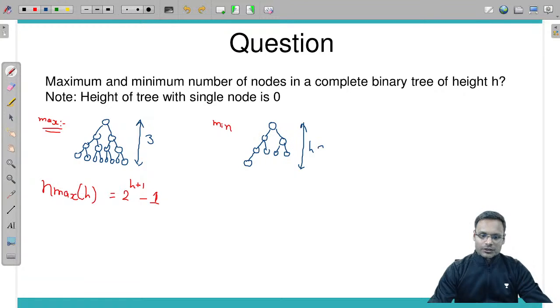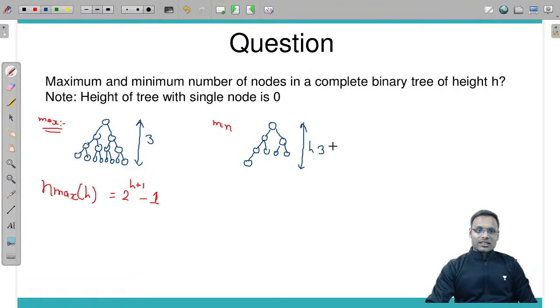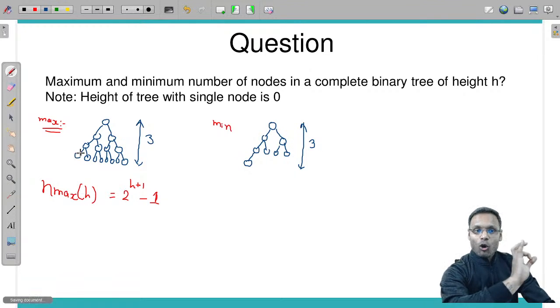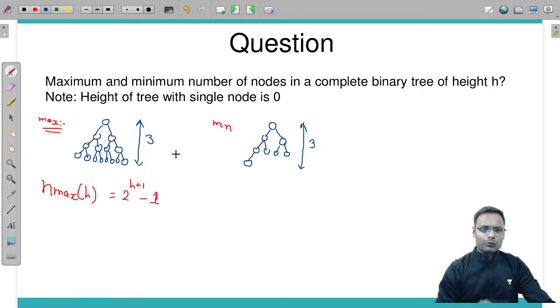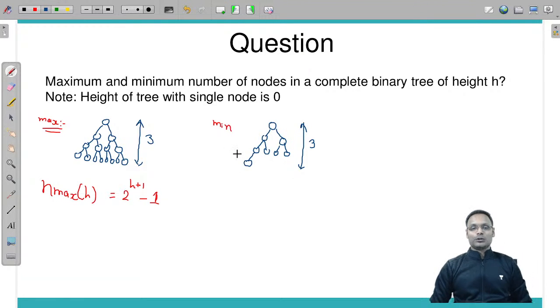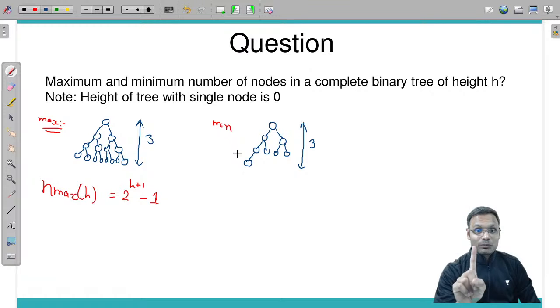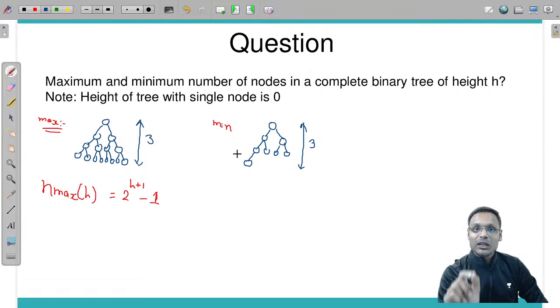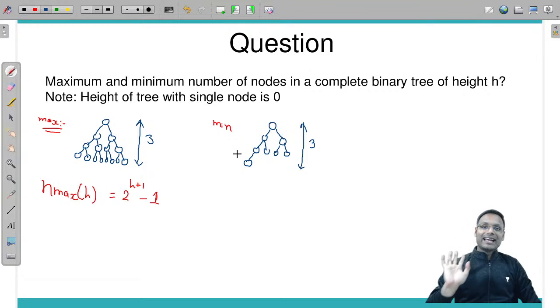Yes, good, Sarvesh. h is equal to 3. So, what is the difference here? Last level is having all the maximum number of nodes. Here, last level is not having maximum number of nodes, having only a single node, so that we can have the minimum number of nodes of height h. Minimum node चाहिए तो last level should have the minimum number of nodes.